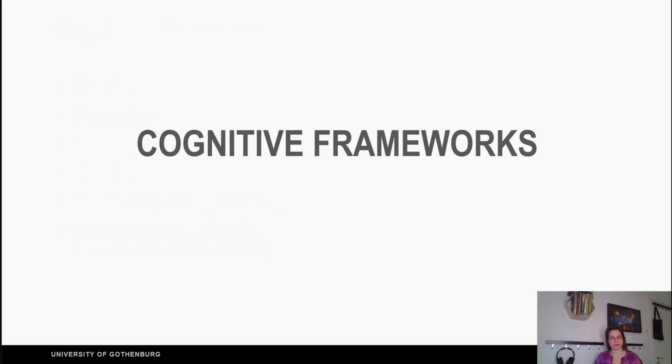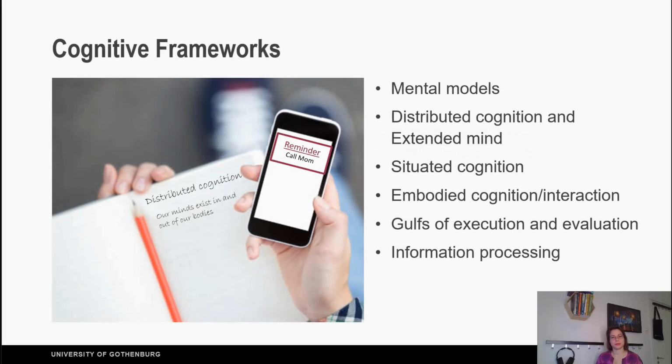Cognitive frameworks. Cognitive frameworks help us understand and predict user actions in relation to our interface. There are several cognitive frameworks. One of them is mental models. A mental model is the model the user builds in their mind for our interface.